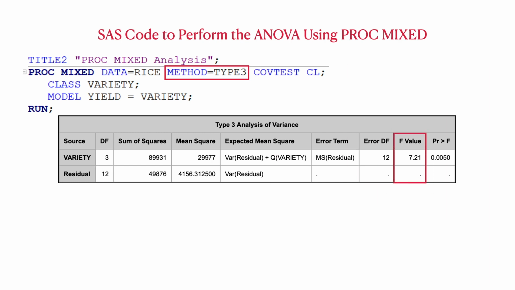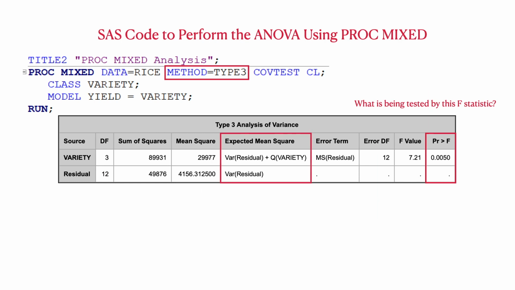Next, we have a column for the F statistic, 7.21, which is what we got before. And then finally, it gives us the p-value in the last column, 0.0050, which again is what we got using the spreadsheet as well as PROC GLM. Now, what is being tested by this F statistic? What is being tested by that p-value?